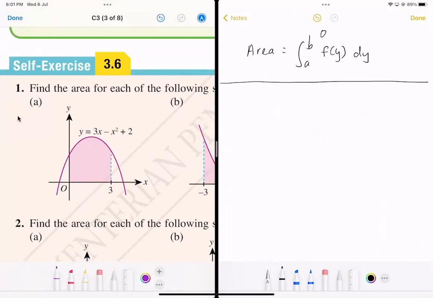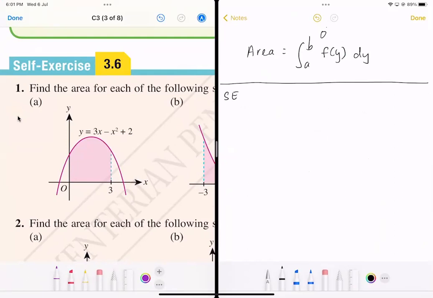Okay, now is it with respect to the x-axis or y-axis? Look at your limit. It's from where to where? X, X, right? 0 to 3. So my area is going to be, wait, this is 1A.